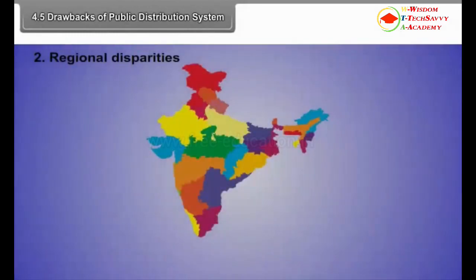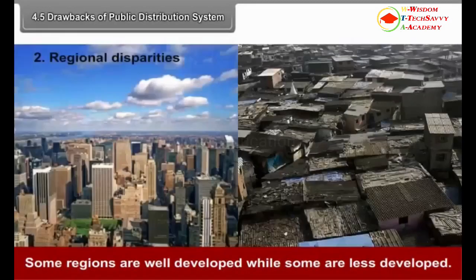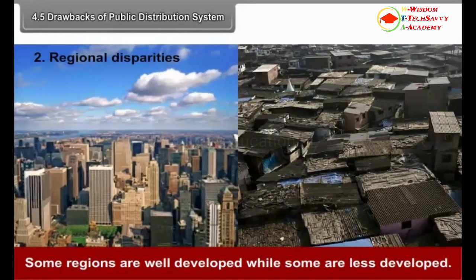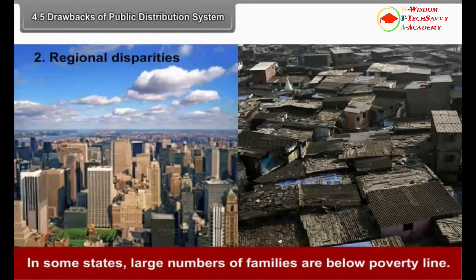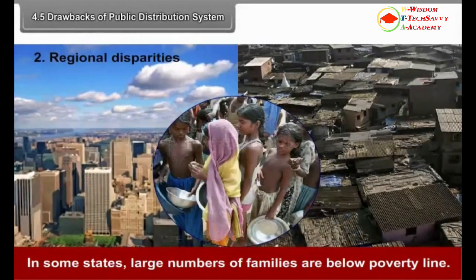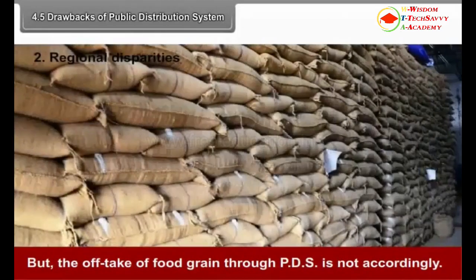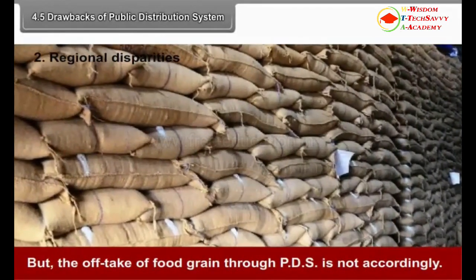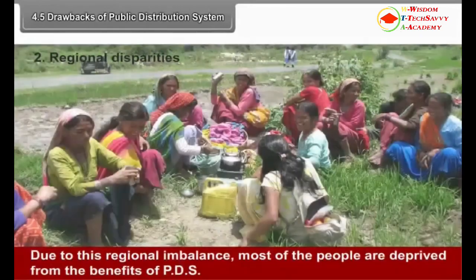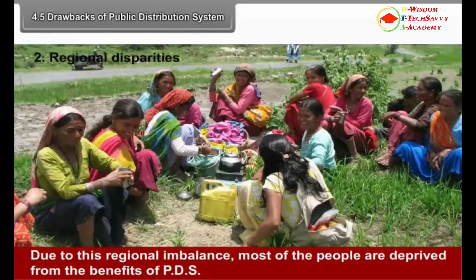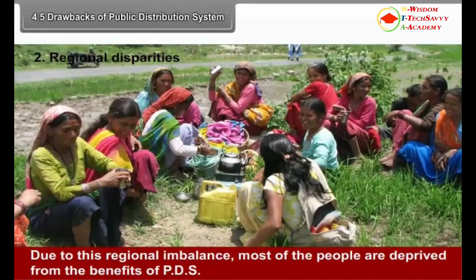2. Regional disparities. Some regions are well developed while some are less developed. In some states, a large number of families are below the poverty line. But the offtake of food grain through PDS is not accordingly. Due to this regional imbalance, most of the people are deprived of the benefits of PDS.